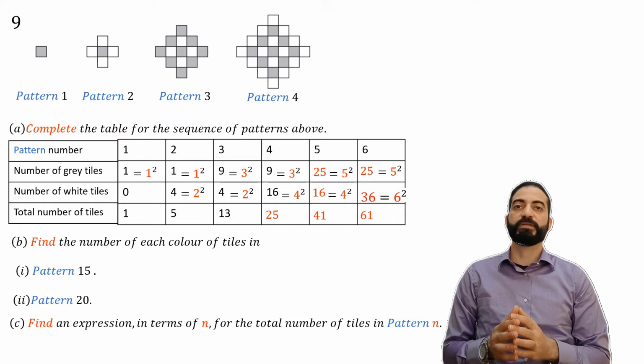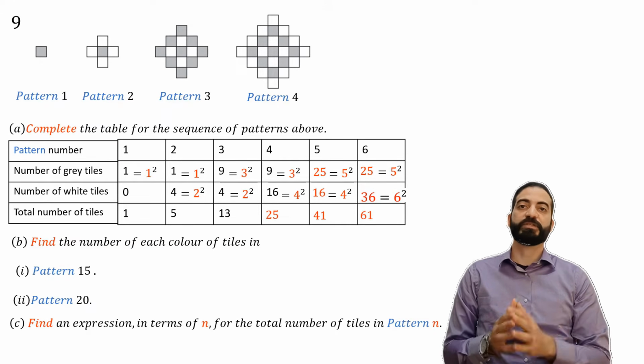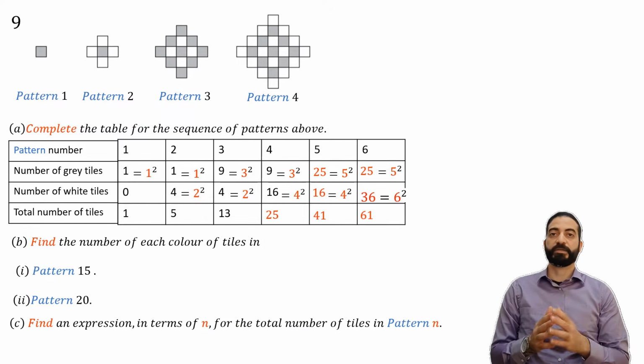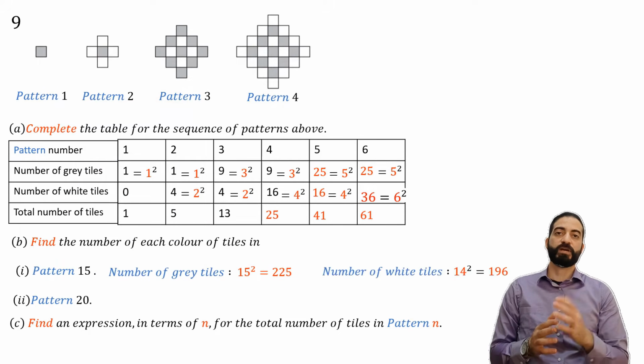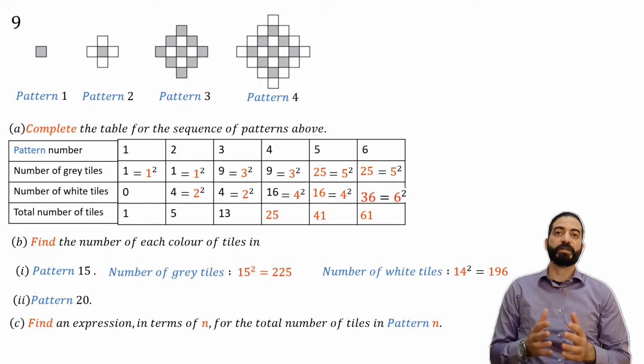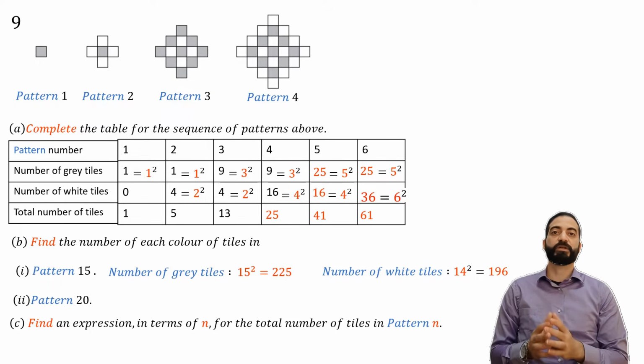We now move to part B. Find the number of each color of tiles in pattern 15. 15 is an odd number, meaning we write in the number of gray tiles 15 squared. As for the number of white tiles, we take the number before 15, which is 14, an even number. Now we write 14 squared.